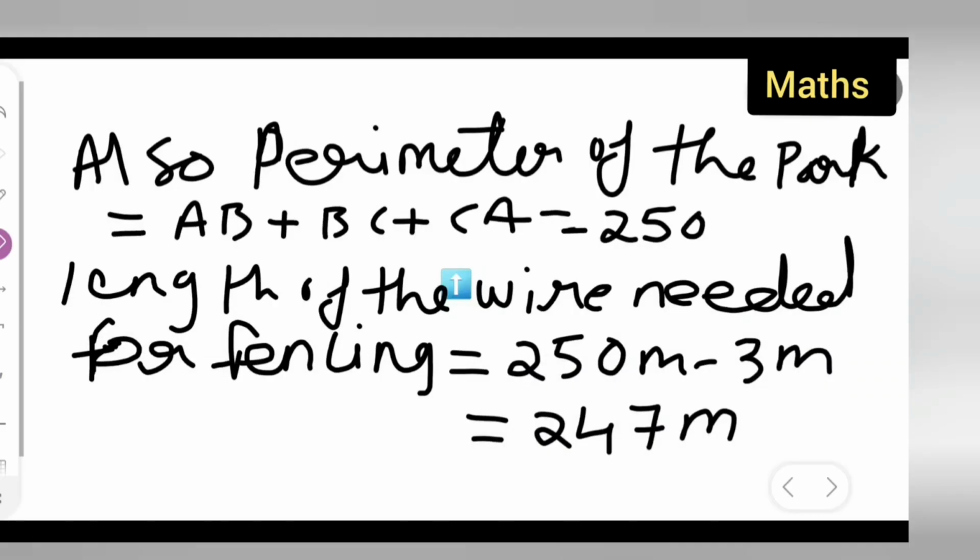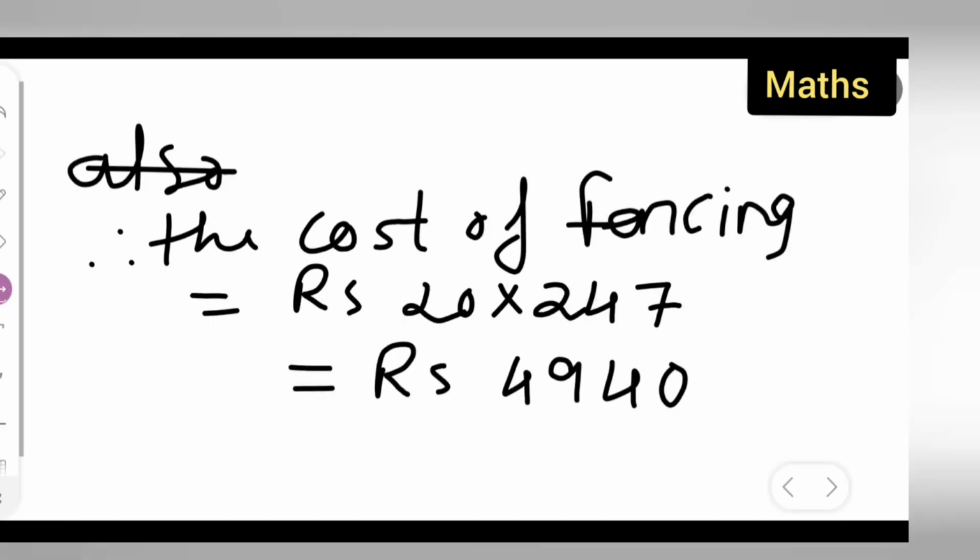So here what we got was the cost of fencing is what? 4940, right? So the cost of fencing was 4940. You have to multiply this 20 multiplied by 247. Okay, you will get this answer. So basically we are done with this example. Moving towards the next example.